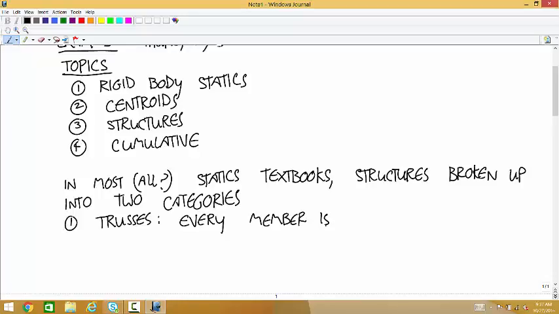And I mentioned 2-force members last time. If you have something that only has 2 forces on it, and it's in static equilibrium, then those 2 forces have to be equal and opposite, and they have to be along the line between the 2 forces. They can be out away from each other or towards each other, but you can't have anything else. And so trusses are structures that are made up of members like that.